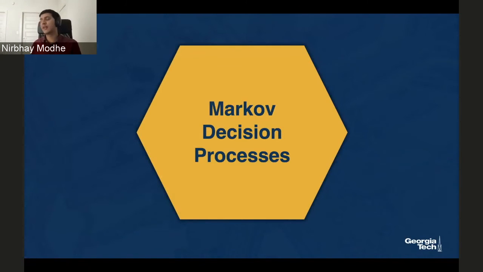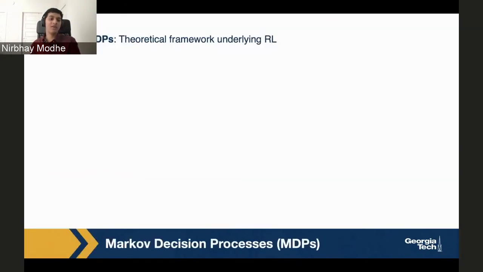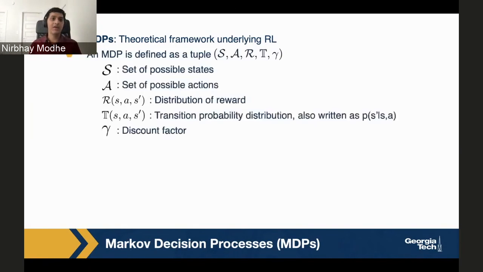Now, for today's lecture, we're going to talk about some theoretical background for reinforcement learning. And I'm going to introduce Markov decision processes. So what is an MDP, or Markov decision process? It is a theoretical framework which is underlying reinforcement learning. It is defined in the following way. You have S, which is the set of possible states the agent can be in, or the world can be in. You have A, which is the set of actions the agent can take.